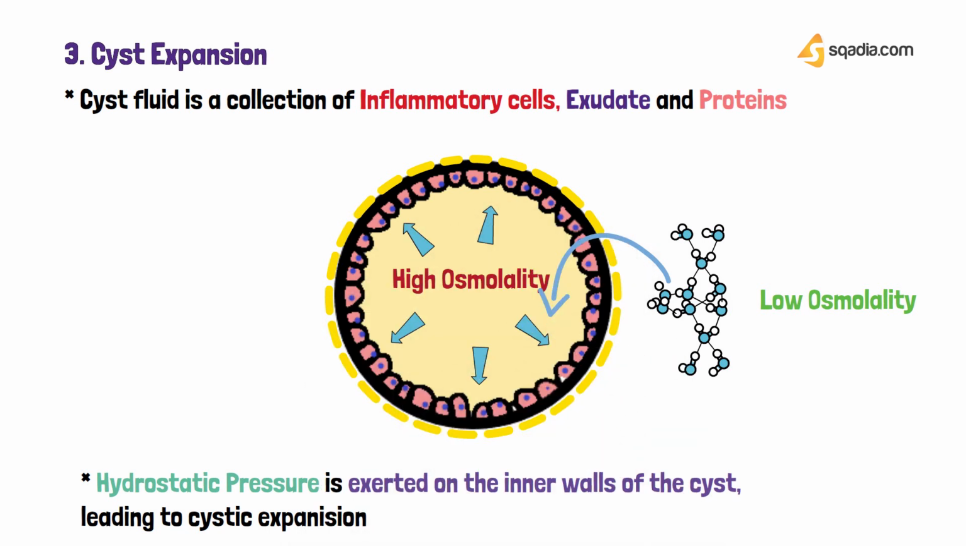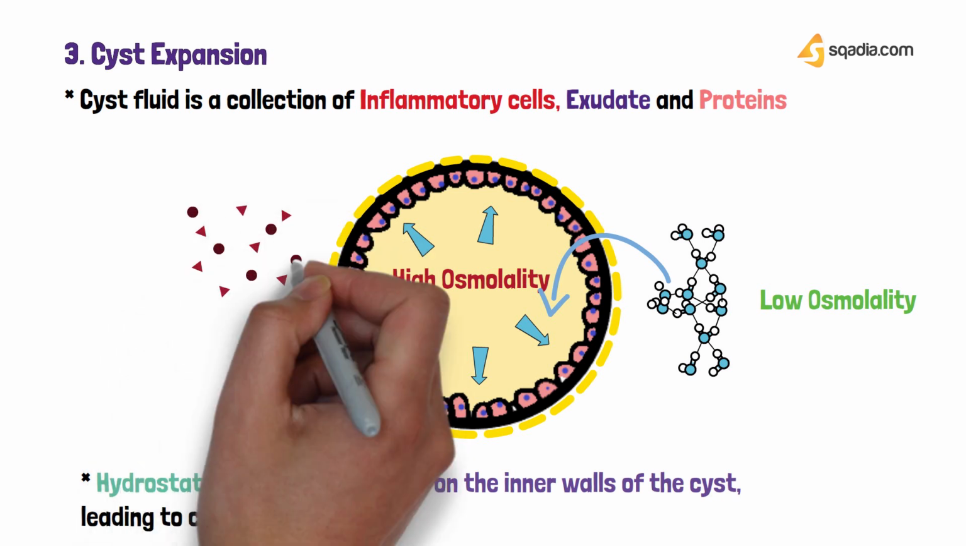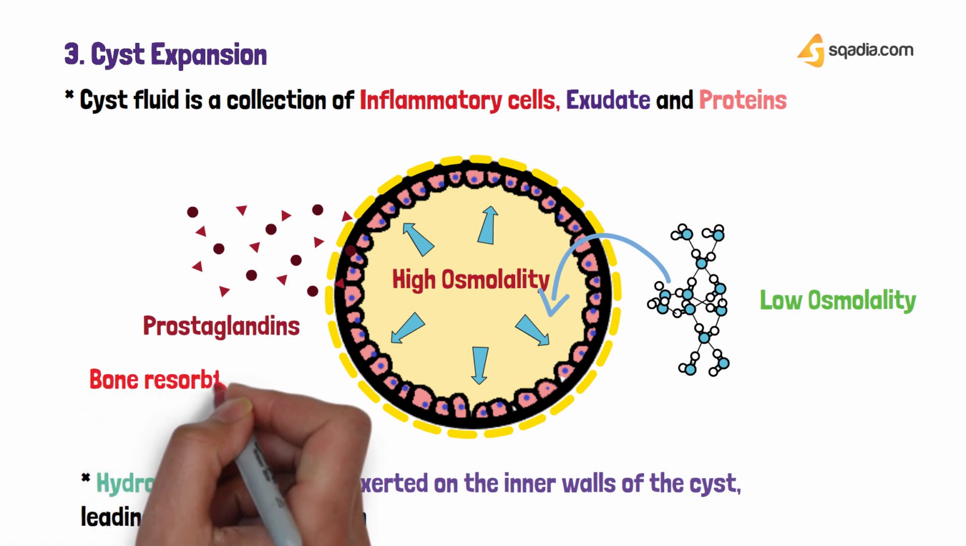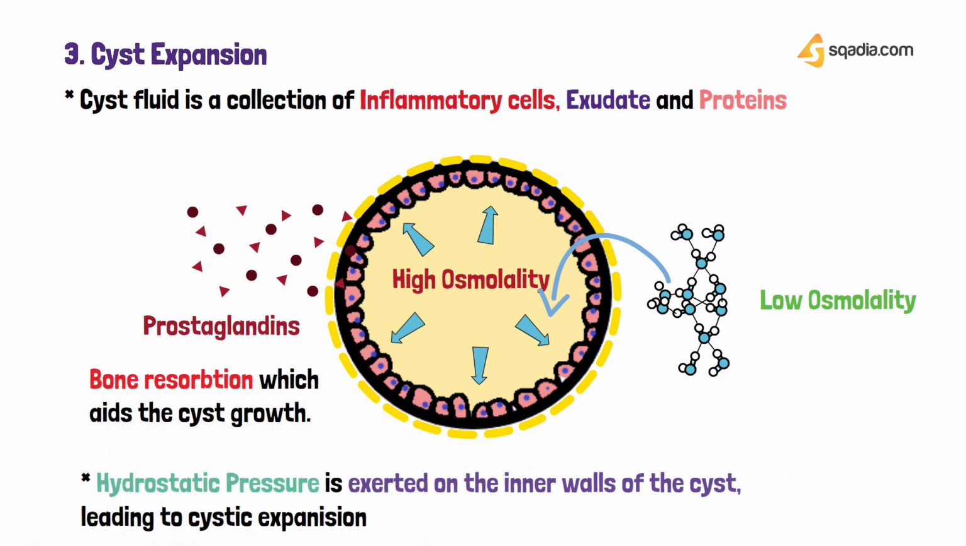Now, when this happens, prostaglandins are also released by the cyst. These prostaglandins help to resorb the surrounding bone, which helps the cyst grow even more.